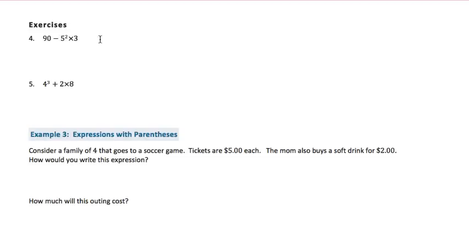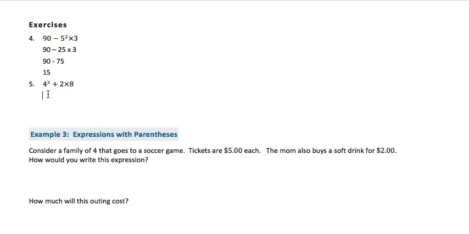Now we'll practice. First problem we have is 90 minus 5 squared times 3. So we'll need to do our exponents first. And 5 squared is 5 times 5, which is 25, times 3. Now we have to do our multiplication. 25 times 3 is 75. And then we will subtract, and 90 minus 75 is 15.